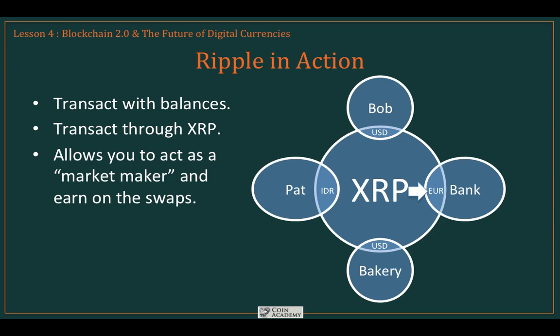Now let's take another example. Let's say that Pat wants to make a payment to the bakery. Pat transacts in Indonesian rupiah, the bakery transacts in US dollars, and the bakery doesn't accept XRP. Well, in this situation, Bob can become a market maker. So basically, Pat transfers part of her IDR balance to Bob. Bob then transfers USD directly to the bakery, and along the way makes a percentage on the transaction.